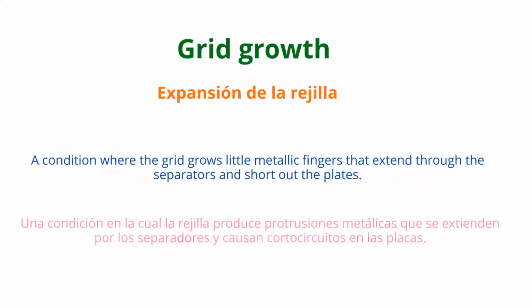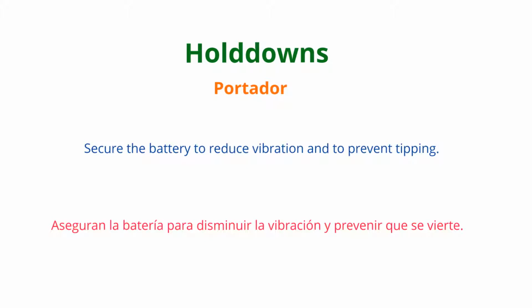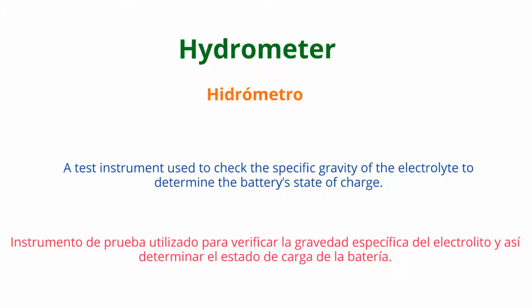Grid growth. A condition where the grid grows little metallic fingers that extend through the separators and short out the plates. Hold downs. Hold downs secure the battery to reduce vibration and to prevent tipping. Hybrid battery. A battery that combines the advantages of low maintenance and maintenance-free batteries. Hydrometer. A test instrument used to check the specific gravity of the electrolyte to determine the battery's state of charge.